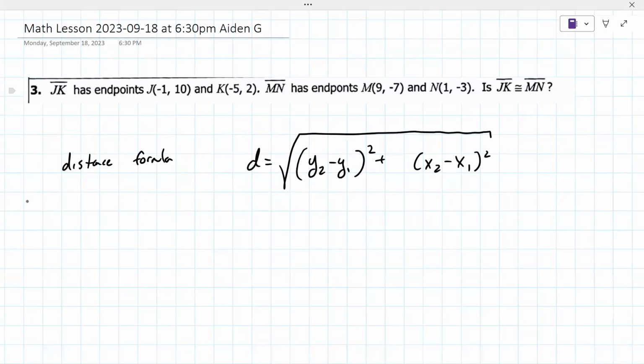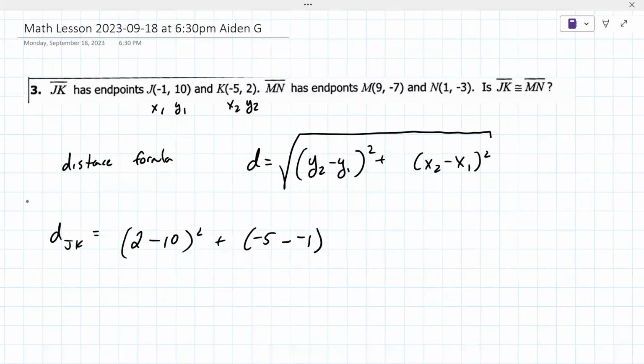We're gonna first go from J to K. We're gonna find the distance from J to K. And we're gonna call this x1, y1, x2, y2, like that. Does that make sense to you? Okay, so we just put in the numbers in the formula. So the distance is the square root of (2 minus 10) squared plus (negative 5 minus negative 1) squared, like that.